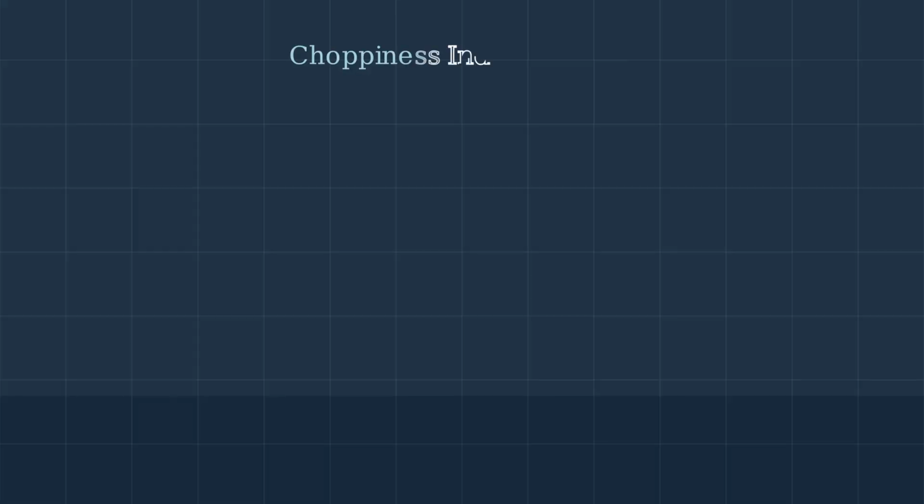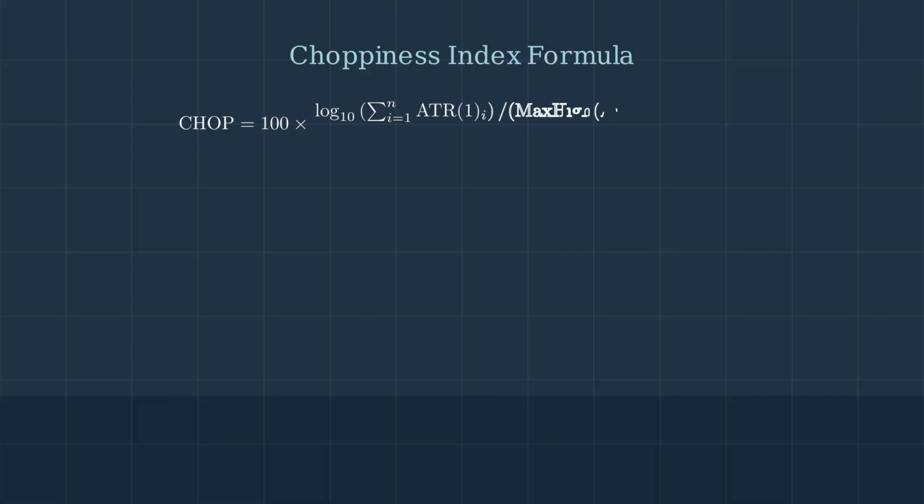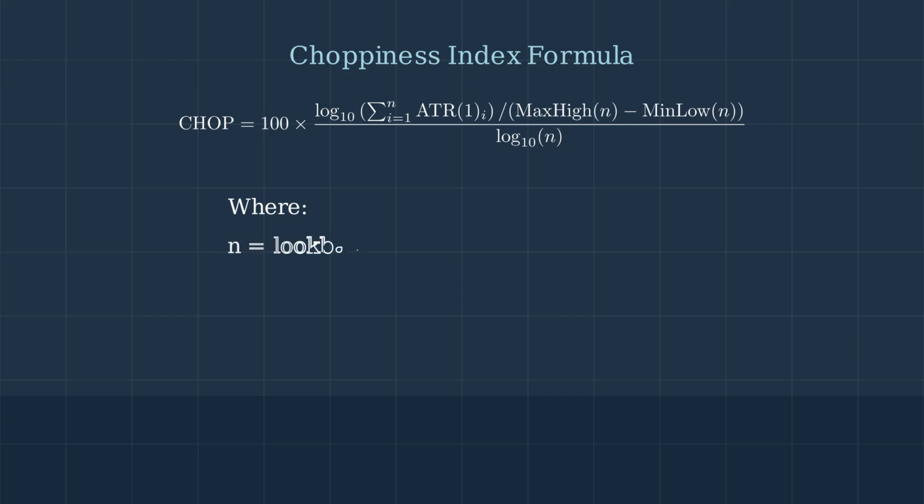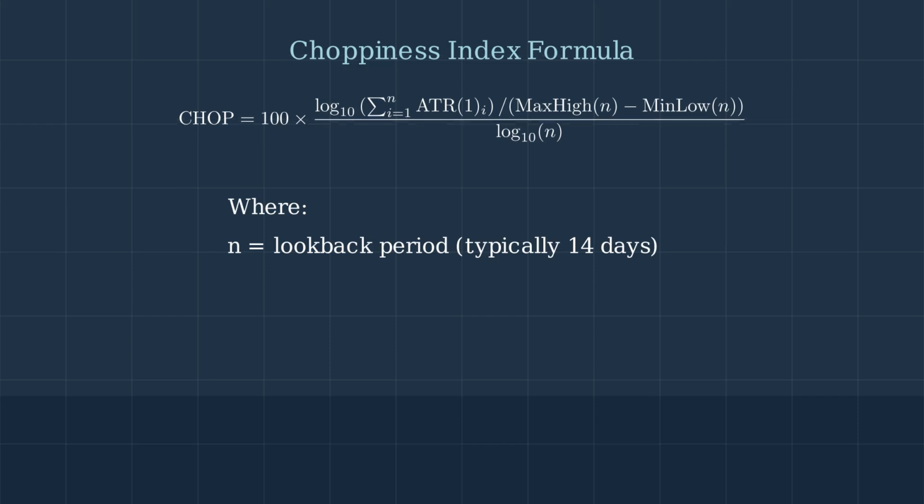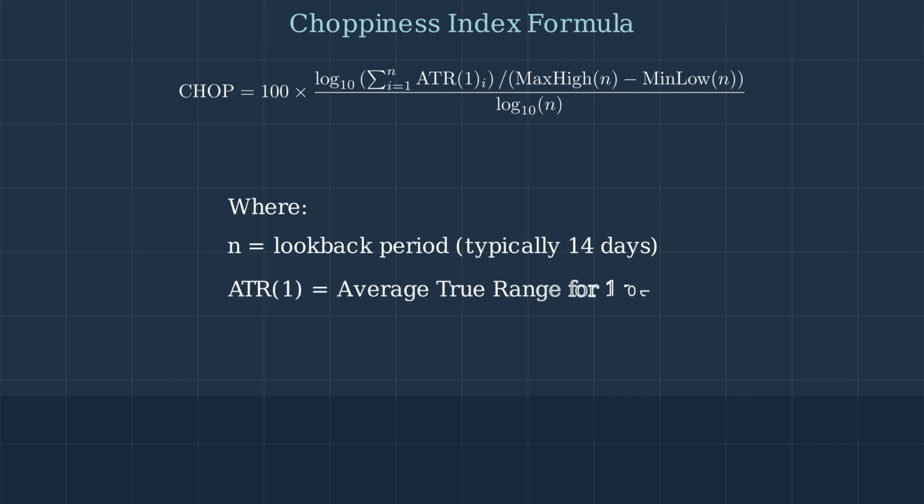The Choppiness Index, or CHOP, is calculated using a mathematical formula that compares market volatility to the overall price range. Let's break down the components of this formula. N represents the look-back period, which is typically set to 14 days in most trading platforms. ATR of 1 refers to the average true range calculated for a single period, which measures volatility.